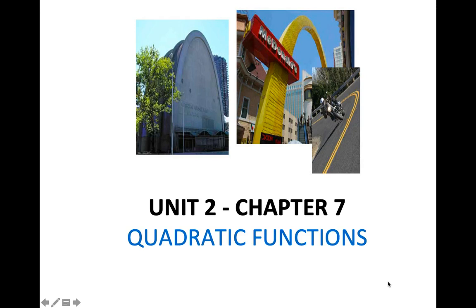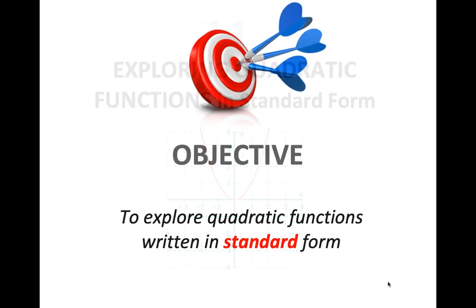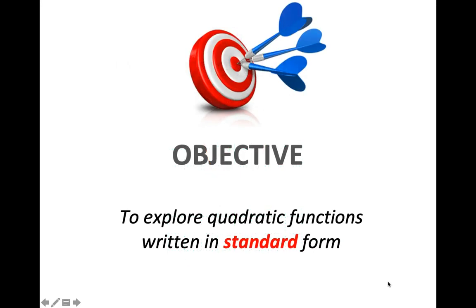So, in this lesson, we will continue to take a look at Unit 2, Chapter 7, Quadratic Functions. And in particular, we will look at 7.1, where we are exploring quadratic functions in the standard form. We want to make sure that you understand what is meant by the standard form and begin to get a sense of what the graph does and how it behaves in relationship to this function.